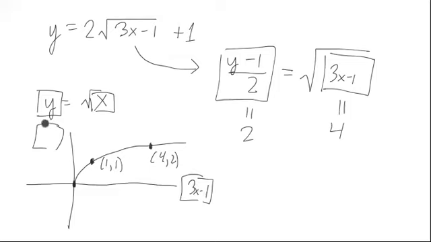Okay, 3x minus 1, y minus 1 over 2. So then that means this point, this 4, refers to a 3x minus 1 value, not an x value, but a 3x minus 1 value. It's equal to 3x minus 1. This 2 represents a y minus 1 over 2 value right here.